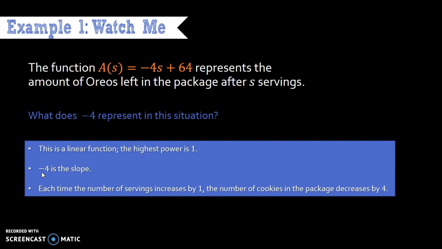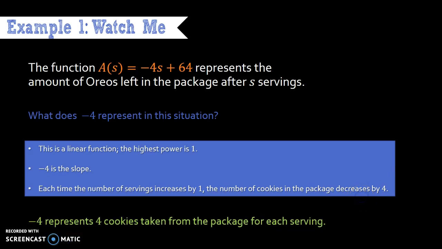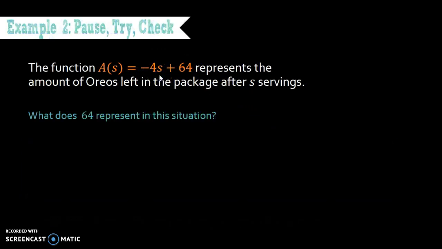That means that every single time the number of servings changes or increases by 1, the number of cookies in the package decreases by 4 because our slope is negative 4. We're decreasing by 4 every single time s, or the number of servings, changes. So negative 4 represents 4 cookies being taken from the package for each serving. So we know that in this situation, our serving size is 4 cookies. S stands for the number of servings. Now you pause and try this one.